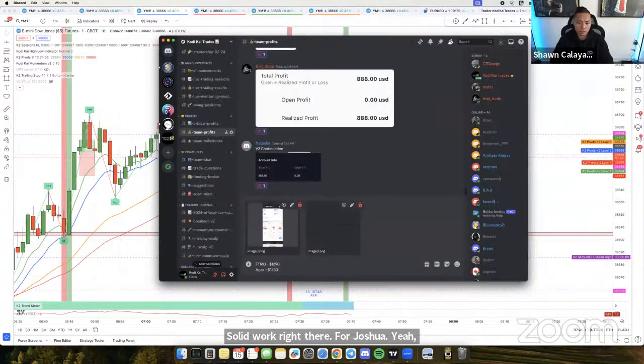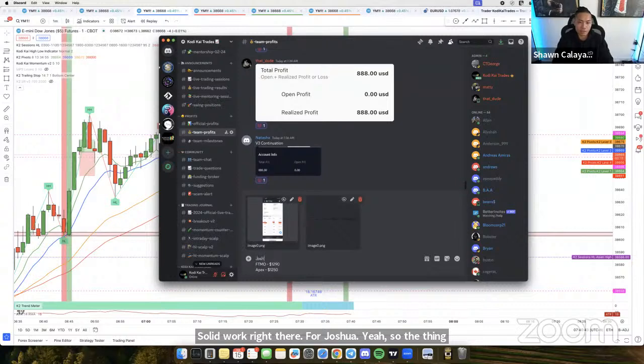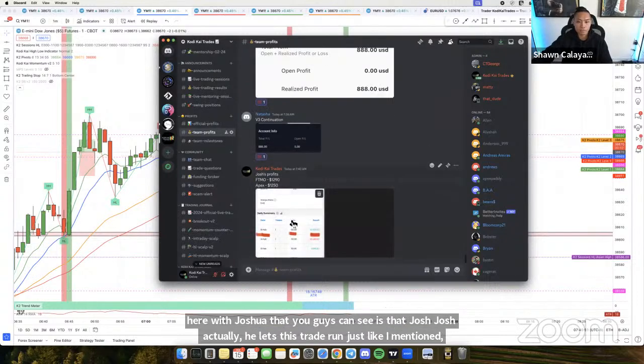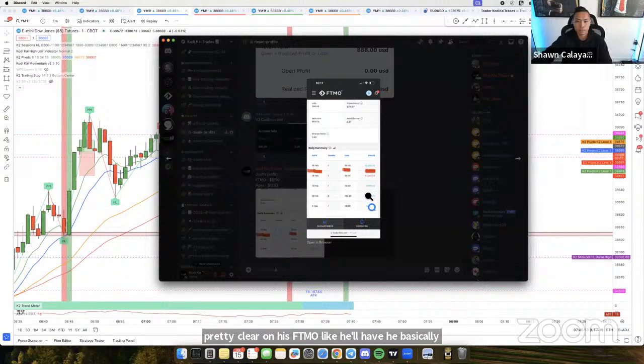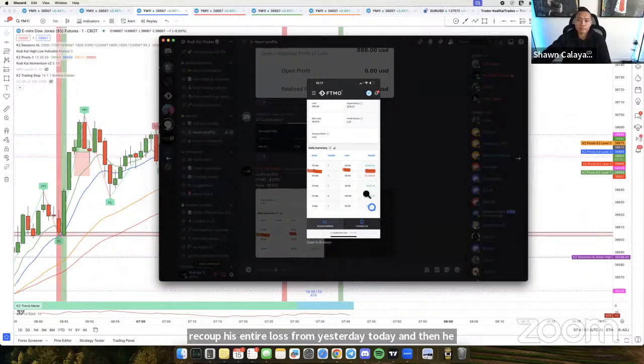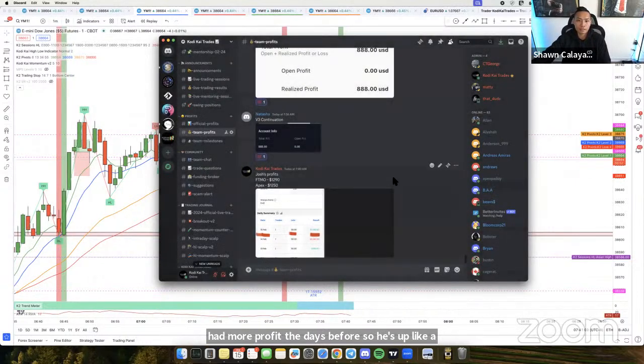Yeah, so the thing here with Joshua that you guys can see is that he lets his trades run, just like I mentioned. I've got to do that too. You can see here it's pretty clear on his FTMO. He basically recouped his entire loss from yesterday today, and then he had more profit the days before, so he's up a couple thousand dollars on his funded account. So great work right there, Josh.